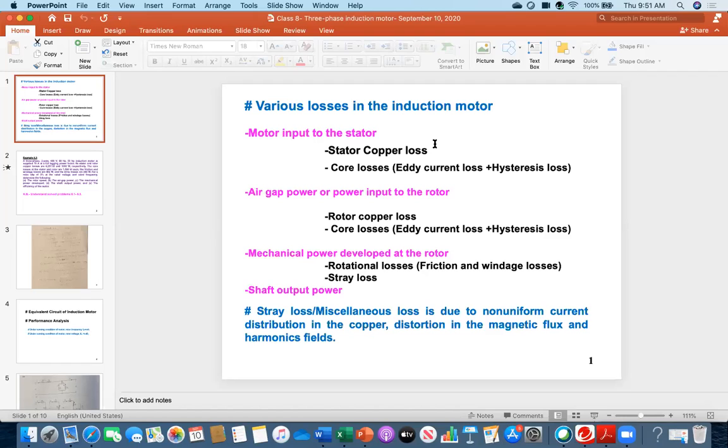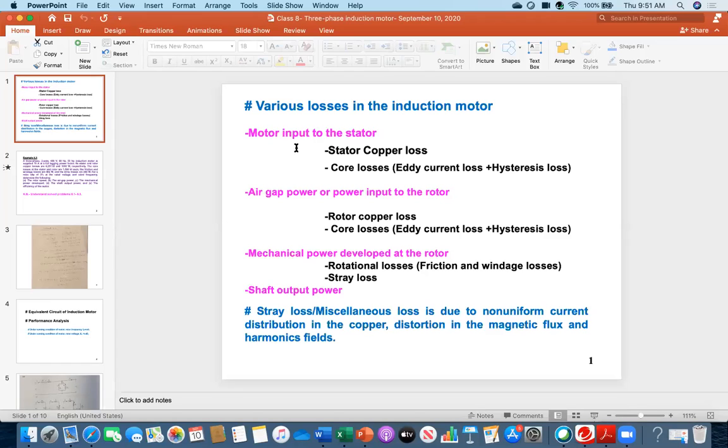So we have to take into account all the losses to calculate the efficiency. Everybody see, this is just the flow. You have to start from here to solve the numerical problem in order to find the efficiency. So first is the motor input to the stator. You know that we have stator and rotor. Stator is equivalent to primary, rotor is equivalent to secondary. We discussed those things in the previous class.